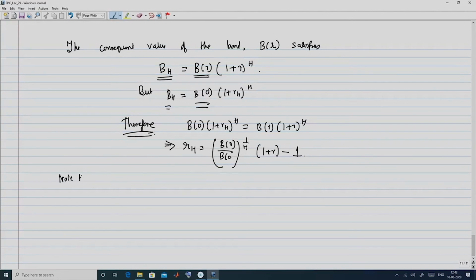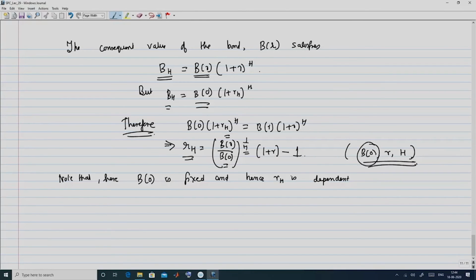Now, note that B0 is fixed and hence RH is a function of B0, BR and 1 over H, which by extension is R and H. So, this depends on B0, R and H. Amongst these, since B0 is fixed, RH is dependent on only H and R, and of course, by extension, it is going to depend on B of R.